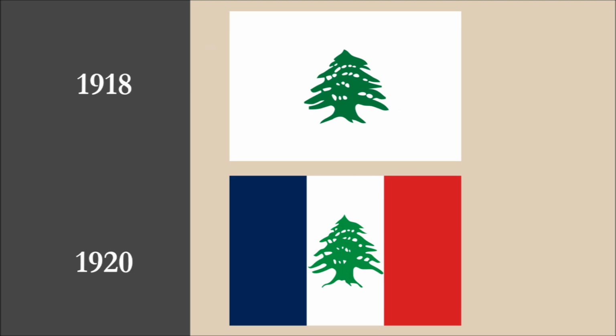After World War I, France was given a mandate over Lebanon in 1920, and the flag was changed. Instead of a white field, the cedar tree was placed on top of the French tricolor in what was certainly a bold statement by France on their authority over the country. Keep watching until the end of the video because we're going to reveal a really cool fact that further connects the 1918 and 1920 flags in a really weird way.